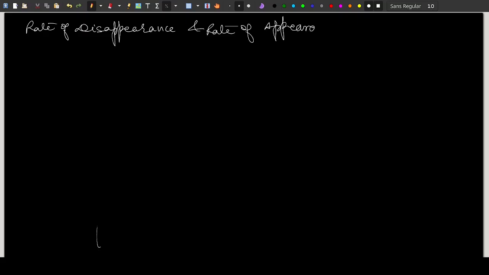We have to study a rate of disappearance and a rate of appearance. This is the heading that we have to study. Here, suppose that reactants are producing products.